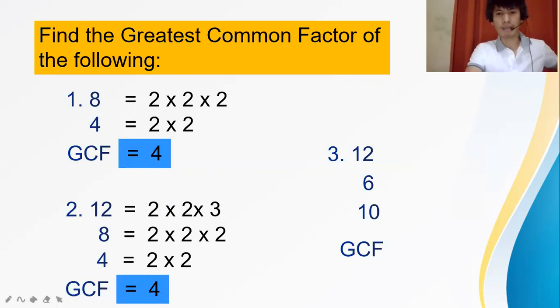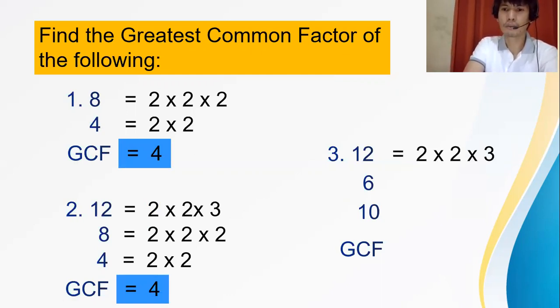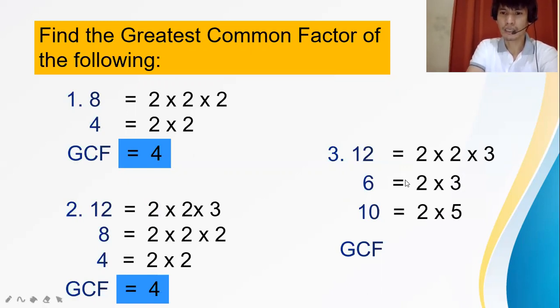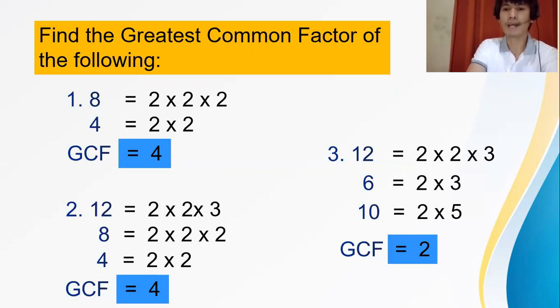Next, number 3, 12, 6, 10. 2 times 2 times 3. 2 multiply 3 is 6. 2 multiply 5 is 10. And then the common factor is 2. So we have 2 is the greatest common factor.